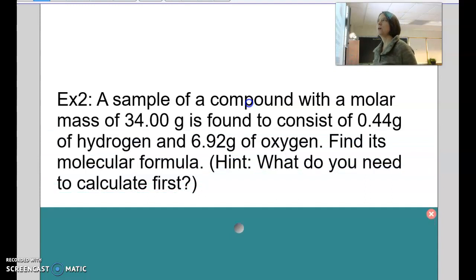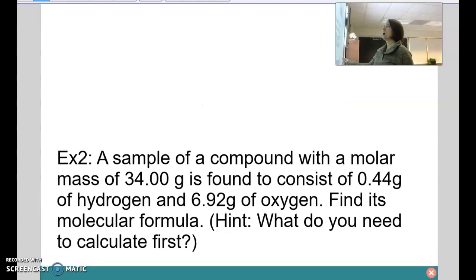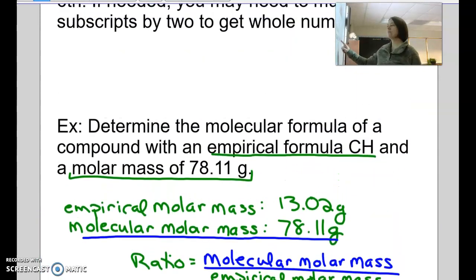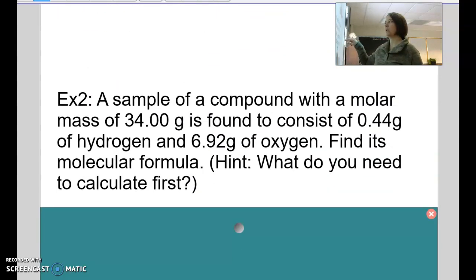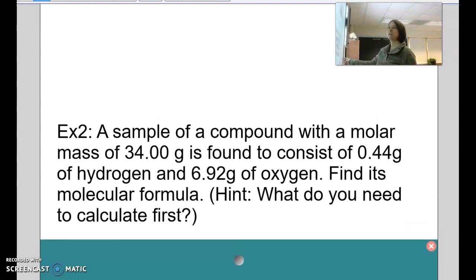Please write this down. A sample of a compound with a molar mass of 34.00 grams is found to consist of 0.44 grams of hydrogen and 6.92 grams of oxygen. Find its molecular formula. Hint, what do you need to calculate first? If you notice, in our first example, it gave us the empirical formula, but it does not give us the empirical formula in this problem. So what do you need to calculate first? It does, however, give us our molecular mass.